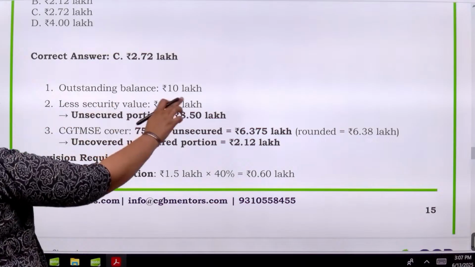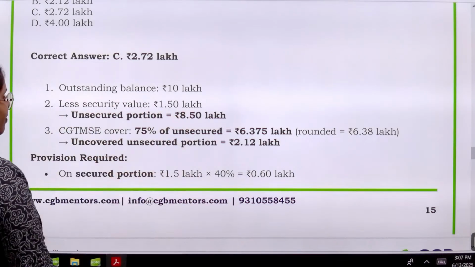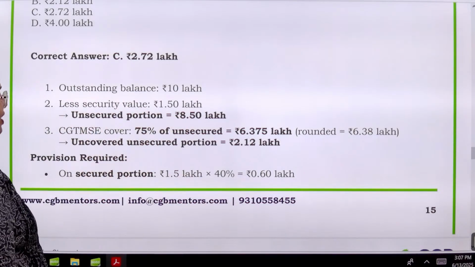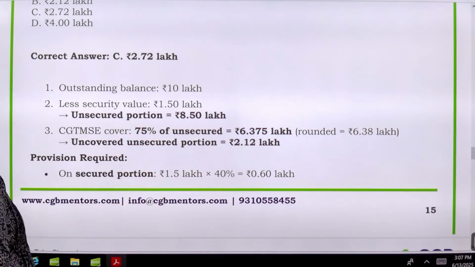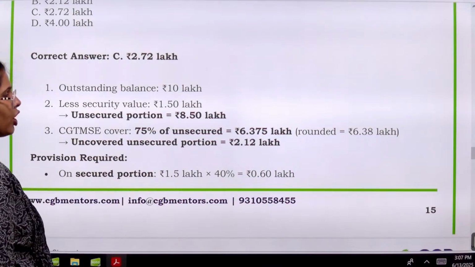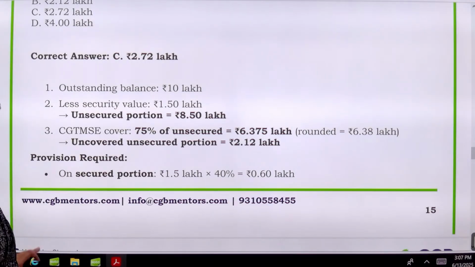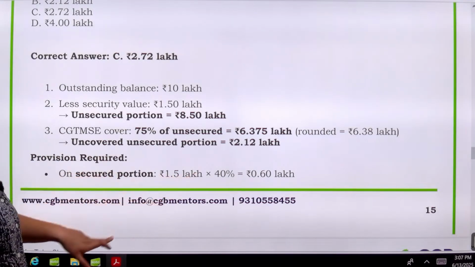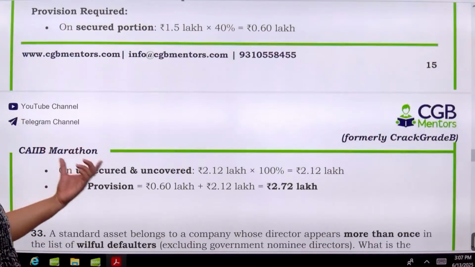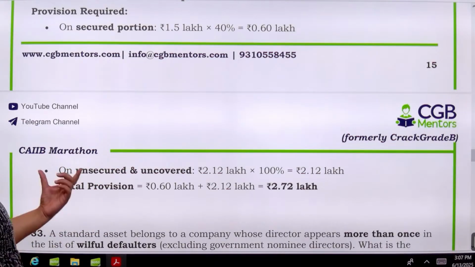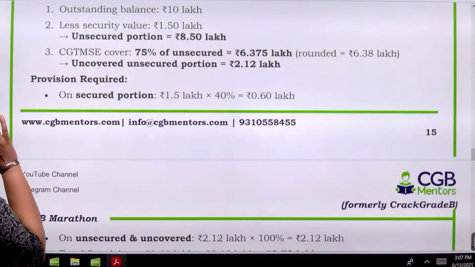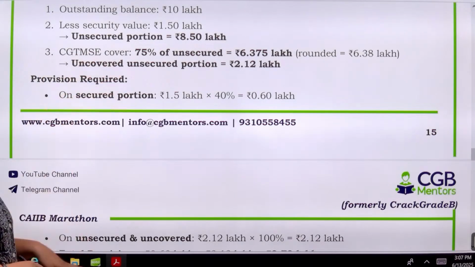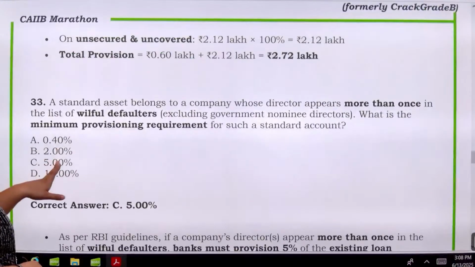Outstanding balance is 10 lakhs, security value 1.5, so the unsecured portion is 8.5. So, CGTMSE cover is 75% of your unsecured, that is 6.375 lakh. What is the uncovered unsecured portion? That is 2.212 lakh. So, for the secured portion 40% provisioning, right, unsecured portion 100%, and the total provision would be made at 2.72 lakhs. This will be your total provision. Whatever is CGTMSE cover, you don't have to make anything for that.